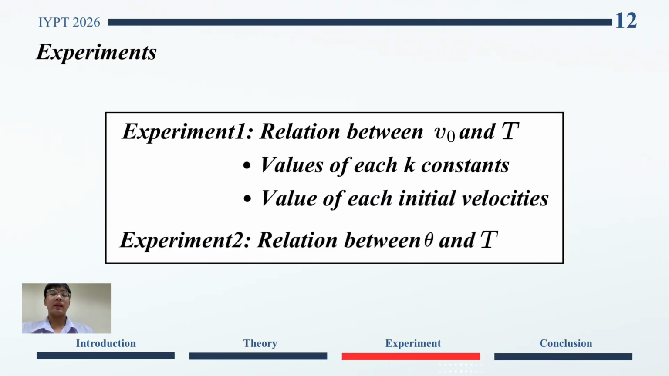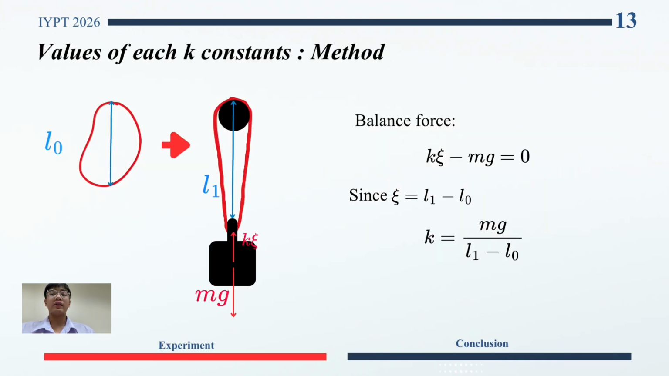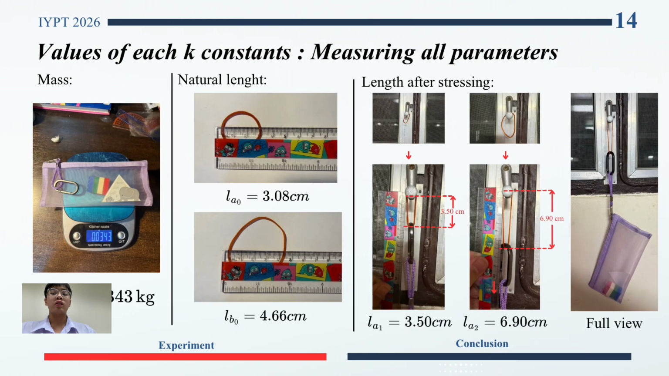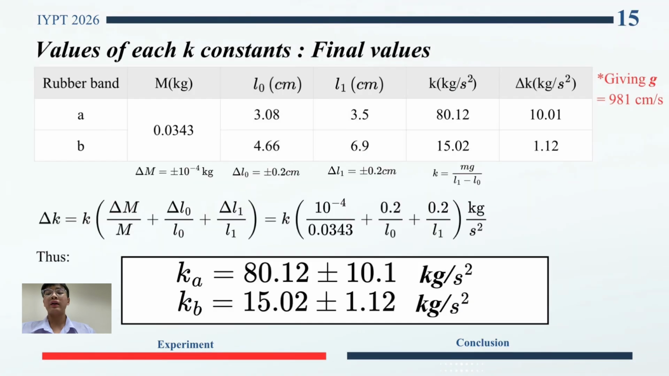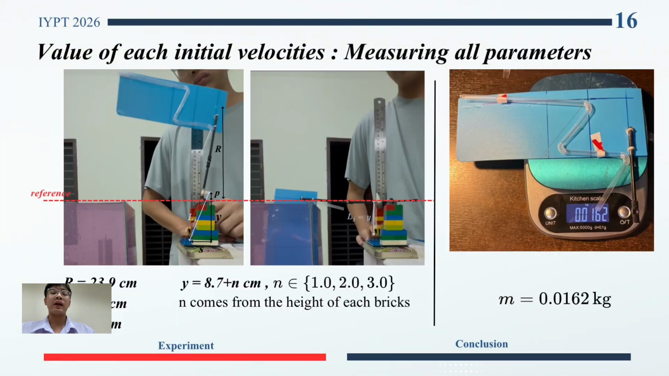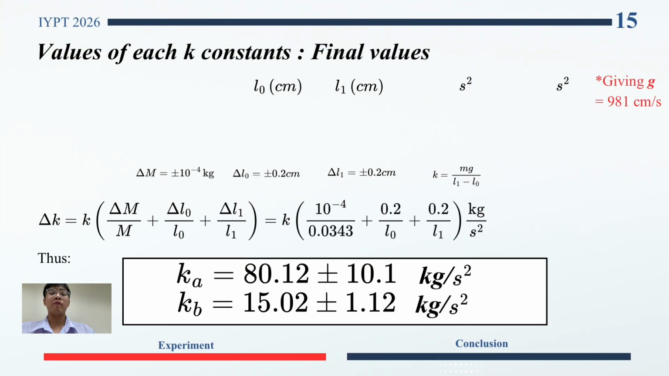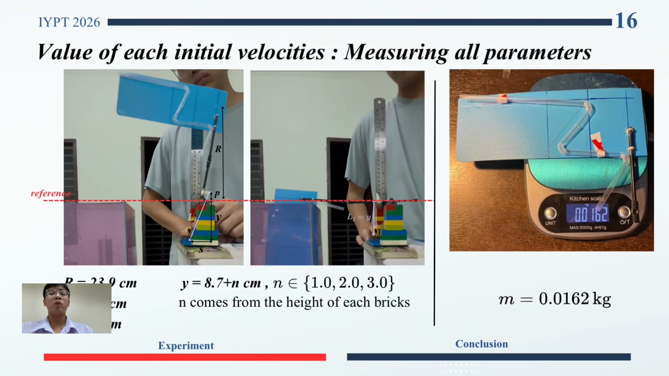Let's move to the experiment. I did two experiments. One is the relation between V0 and T, and two is the relation between theta and T. Before the experiment, we need to find the K constant of the rubber band that we use in the experiment to find the velocity. Using Newton's first equation, we can calculate K by measuring all parameters substituted in the equation, and we got the values of K, which are 80.12 and 15.02 kilogram per second squared.